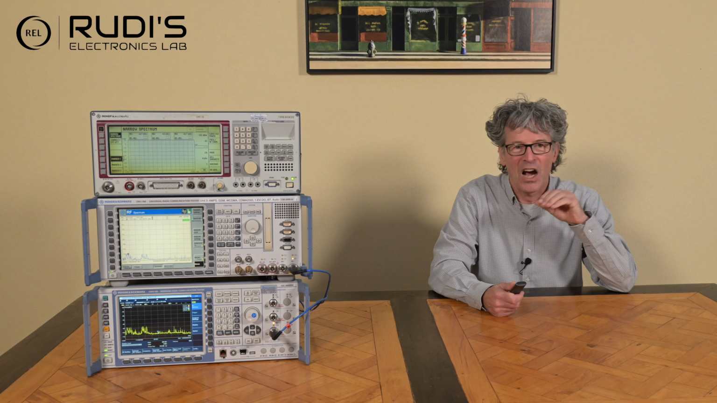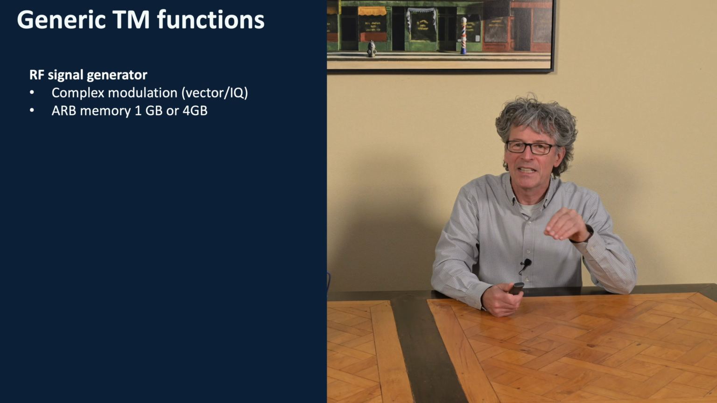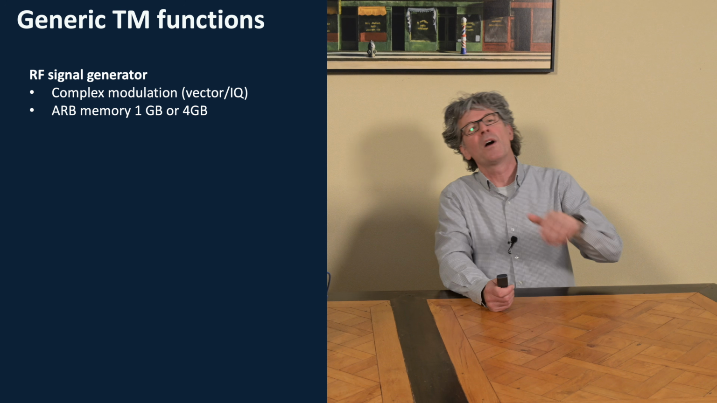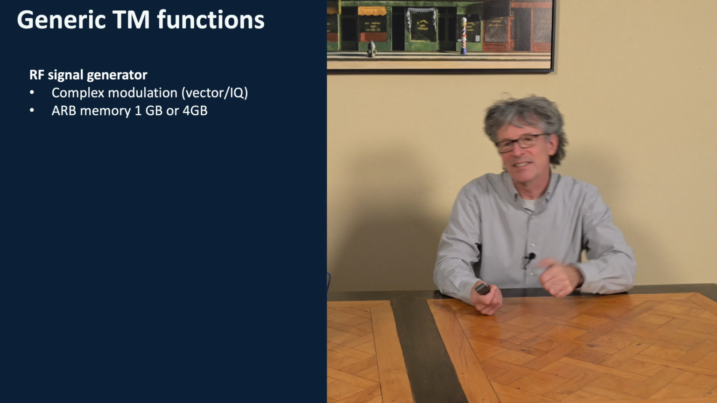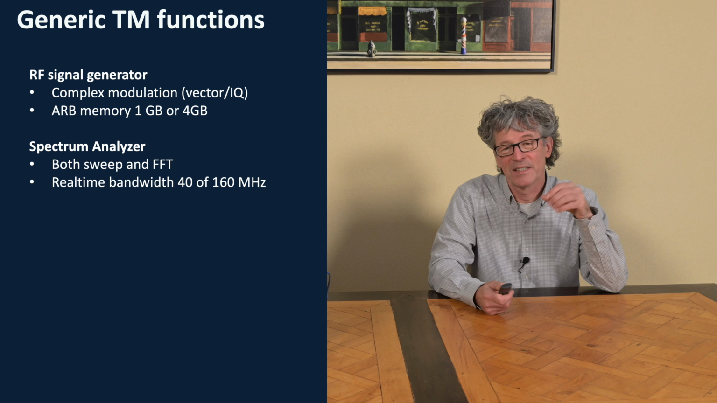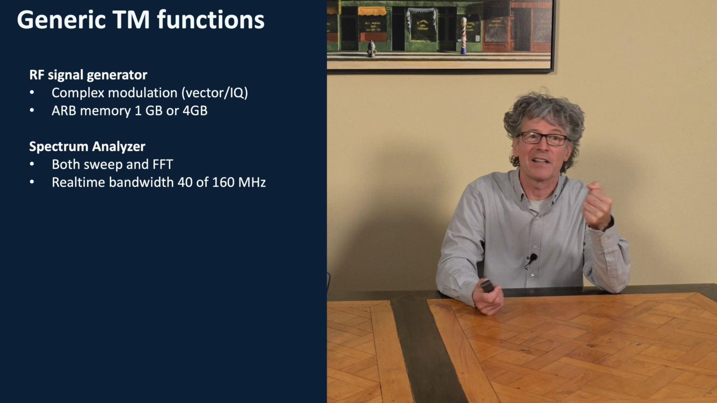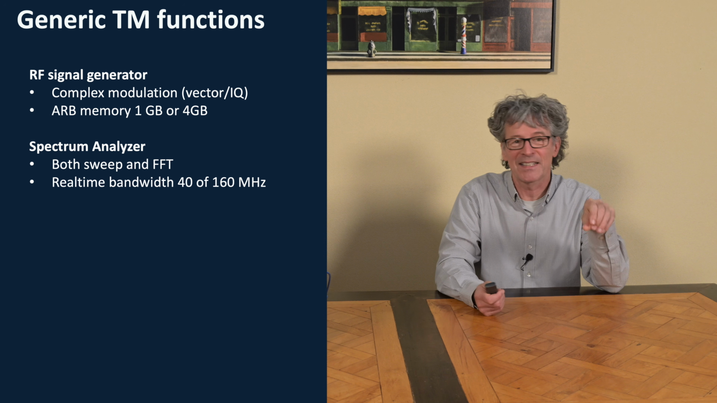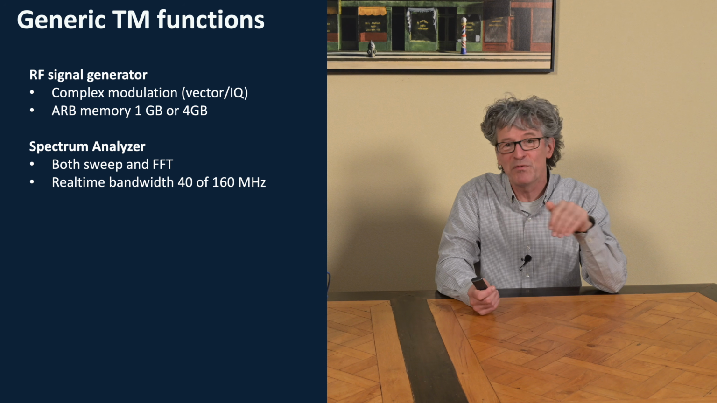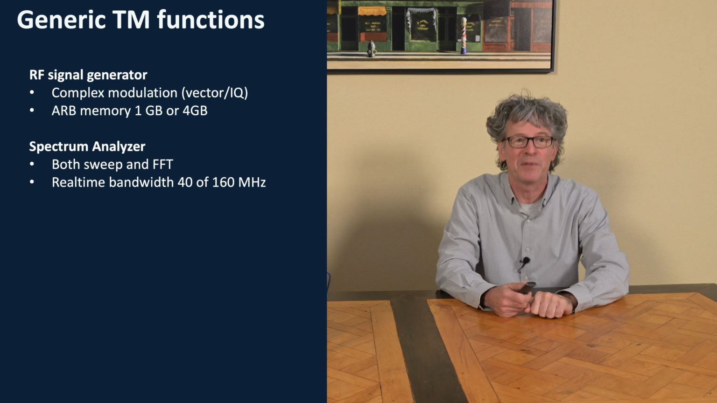Because it has an RF signal generator, can do complex types of signals, vectors and IQ. And it has an arbitrary waveform memory of 1 gig or 4 gig. That is fairly generous. It has a spectrum analyzer, both a traditional swept spectrum analyzer and an FFT spectrum analyzer. And the latter one has a real-time bandwidth of 40 or even 160 megahertz of complex signals in the FFT range.